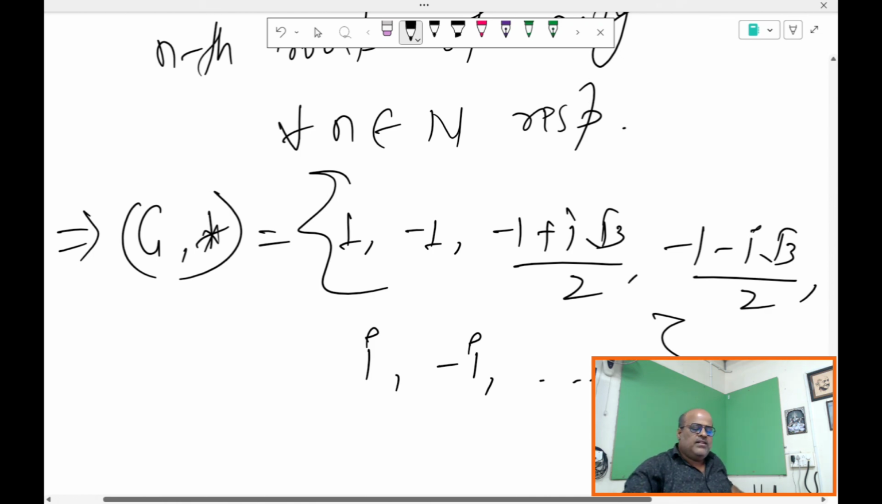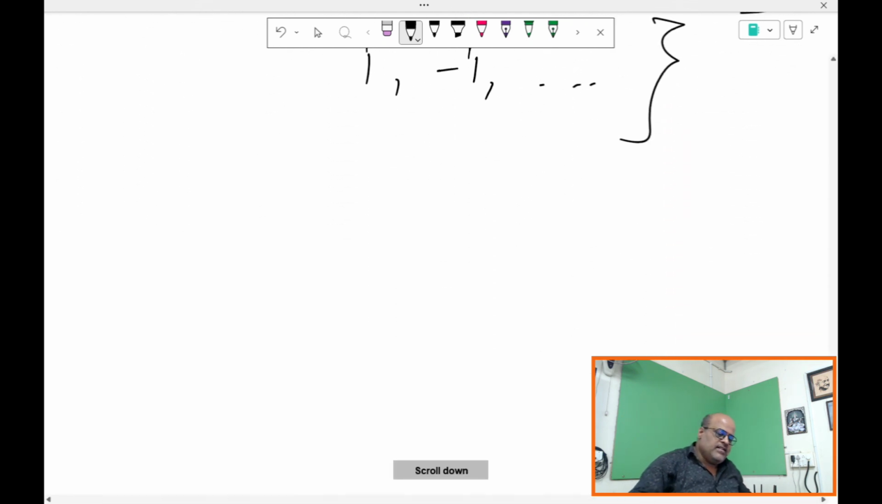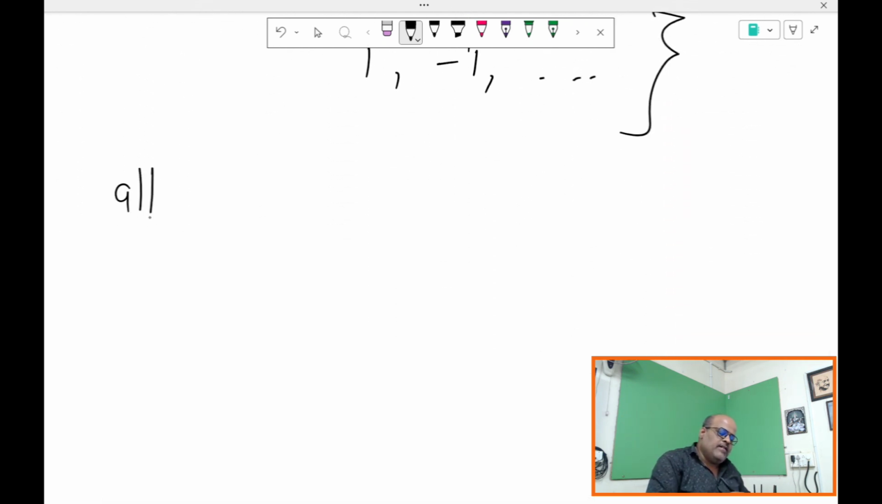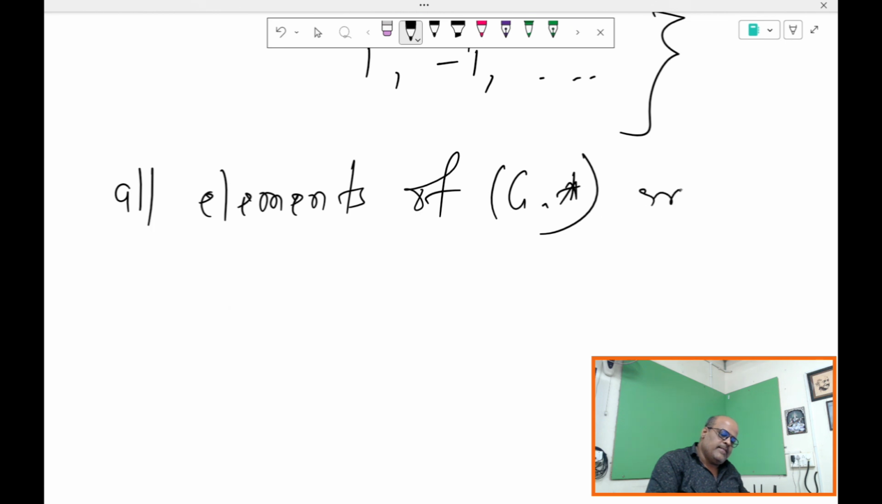And here also, every element is obviously an nth root of unity, fourth root of unity, fifth root of unity, so all are finite order elements only, correct? Here we can write: all elements of G star are finite order elements.